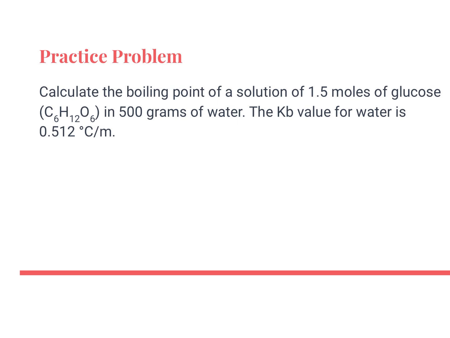Okay. So we're going to find the boiling point of a solution of 1.5 moles of glucose in 500 grams of water. The Kb value for water is 0.512 degrees Celsius. All right, so we're going to use this change in temperature equation. So delta TB is just equal to Kb times m. All right, Kb is given to you, so we just have to find m. So m is molality.